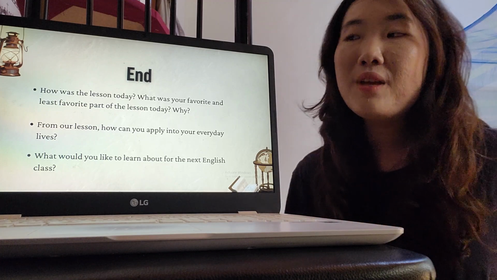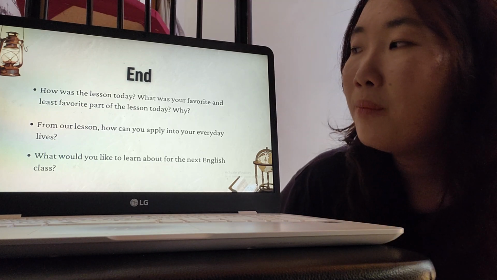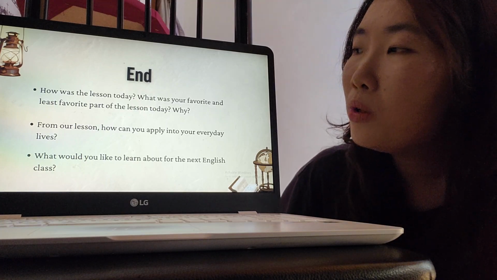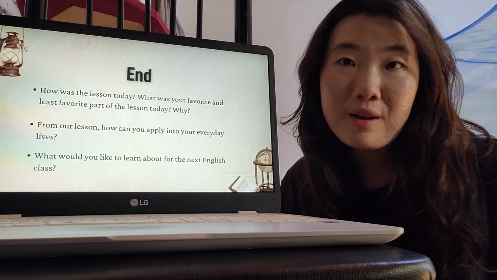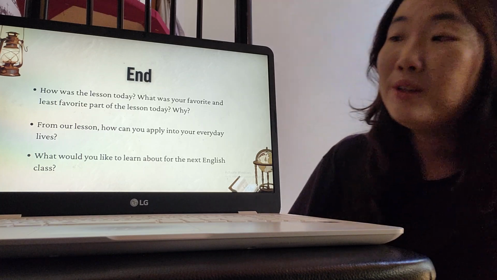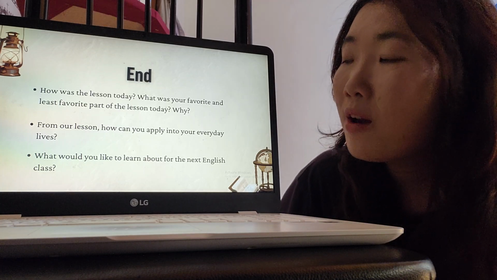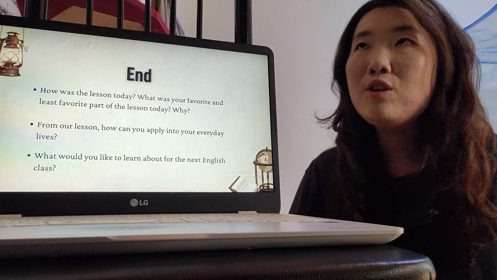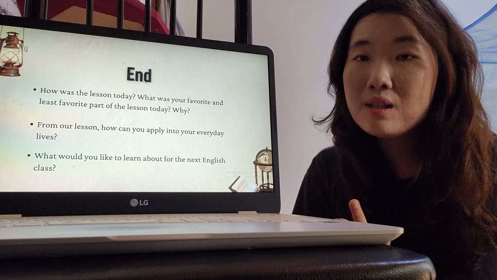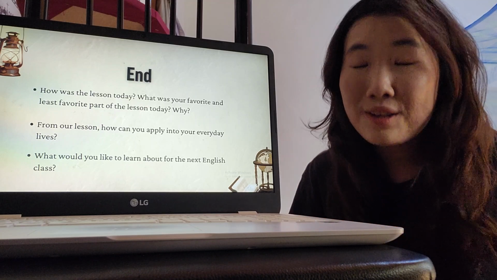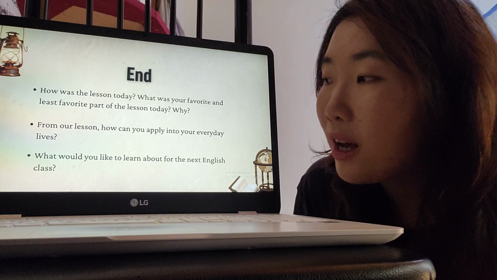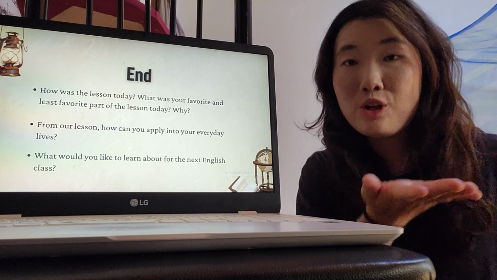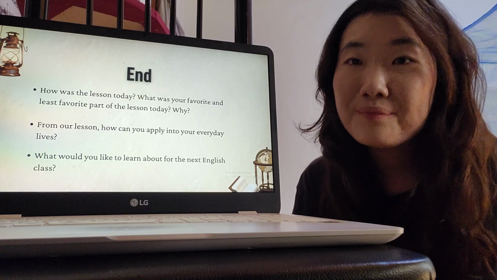Please come in a circle and we will talk about: was the lesson fun today? What was your favorite part and what was the most challenging part of the lesson today and why? Okay? We'll discuss that. And the second question is, from our lesson, how can you apply it to your everyday lives? So how can you use synonyms, antonyms, vocabulary, derivations in your daily lives? Okay? And finally, what would you like to learn about for the next English class? This is your opinion. There's no right or wrong answer.